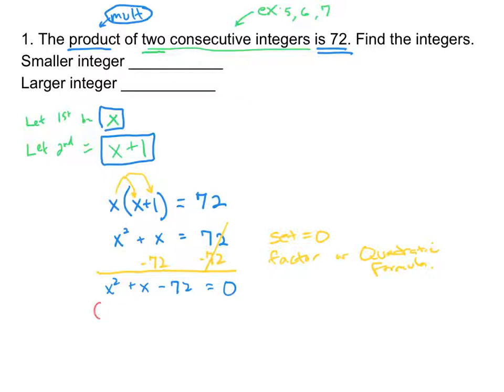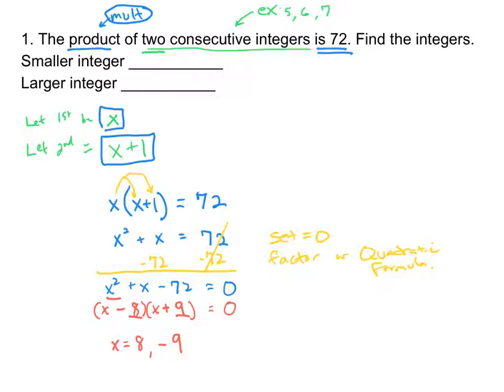This is a trinomial. You'd have 2 parentheses equal to 0, x and x in order to make the x squared. And then we need 2 things that multiply to be negative 72. 8 and 9 multiply to be 72. And in order to get them to add to be positive 1, we want the larger number to be positive and the smaller number to be negative. So negative 8 times 9, negative 72, and they also add to be positive 1. So this would mean that your answers are either positive 8 or negative 9.